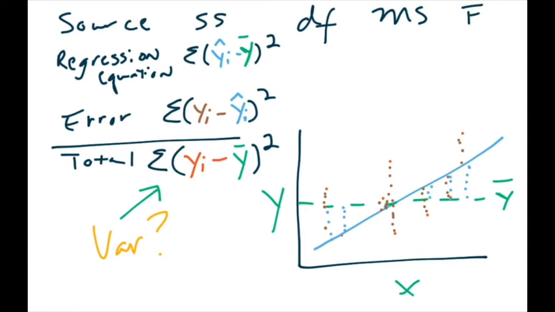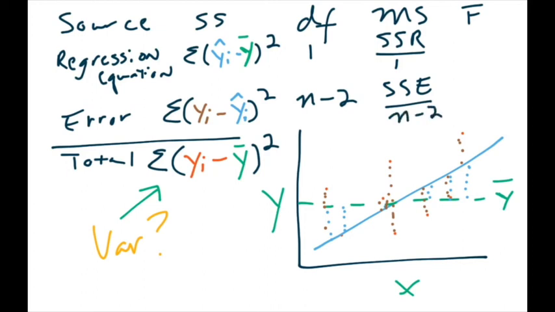It turns out the degrees of freedom for a regression is going to be 1. For our simple linear regression equation it's going to be 1. And for our error, it's going to be n minus 2. We can go into why those degrees of freedom work in another little episode here. Our mean squares are just going to be the sums of squares for each source, like sums of squares regression, divided by degrees of freedom. Or in the case of error, it'll be sums of squares error divided by n minus 2. And then our F score is just going to be our mean squares regression divided by our mean squares error.